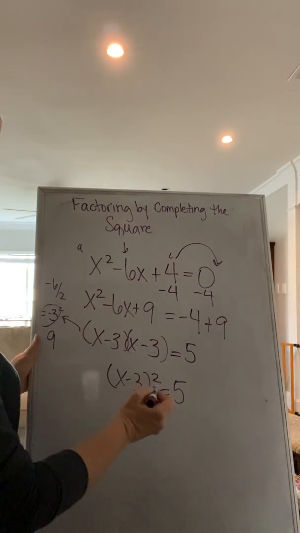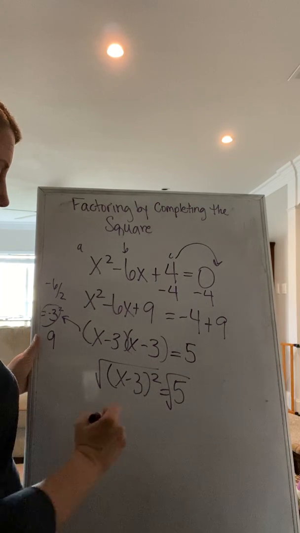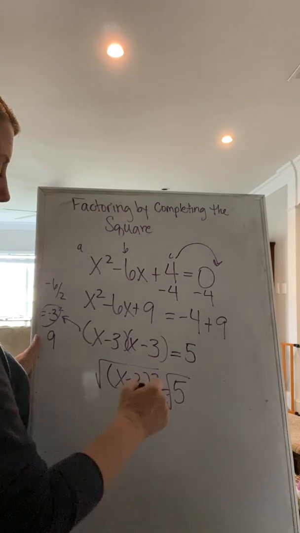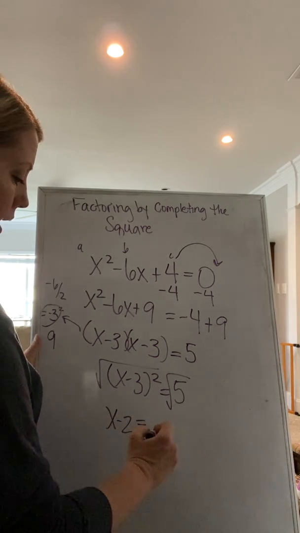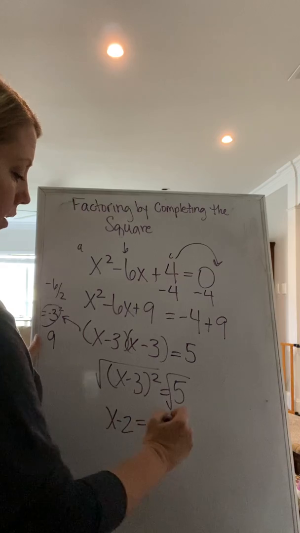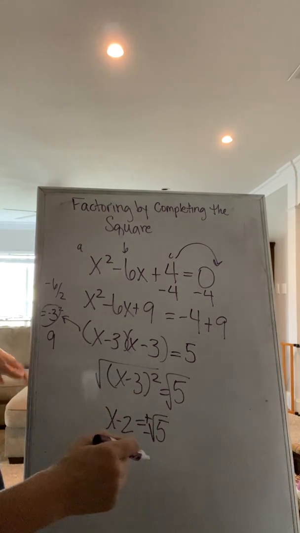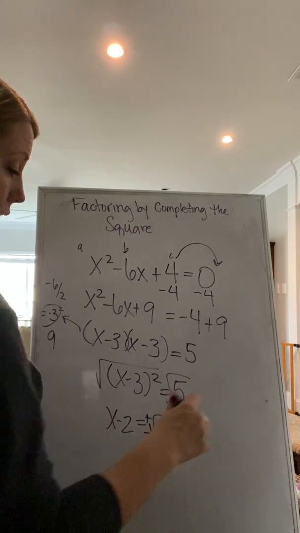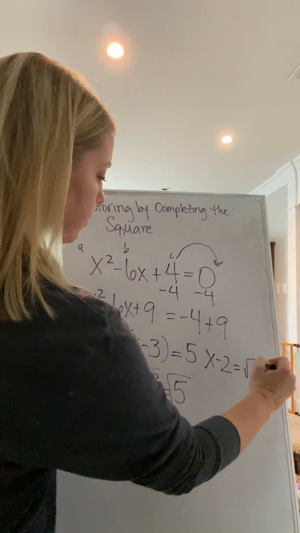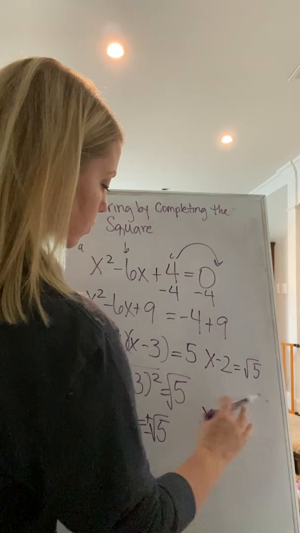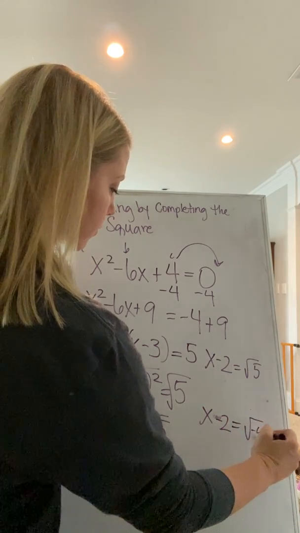Well, how do I get rid of this squared? I have to take the square root of both sides, and that radical just removes the parentheses and the square, and I get square root of 5 because 5 is not a perfect square. It's plus or minus the square root of 5 because I don't know what the square root of 5 is, nor do I care. So then I set up my two equations. X minus 2 equals square root of 5. X minus 2, whoa, that's bad. X minus 2 equals the negative square root of 5.